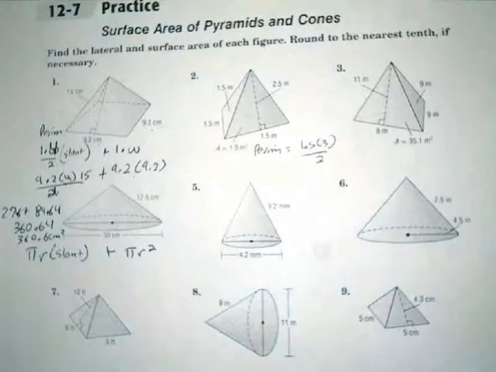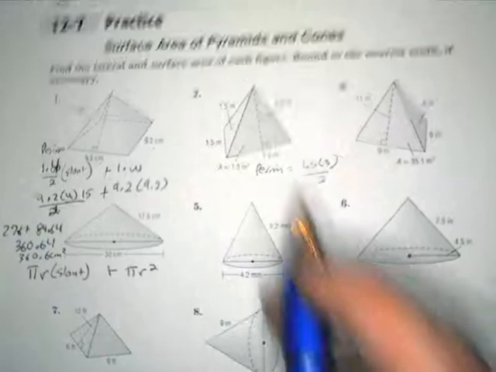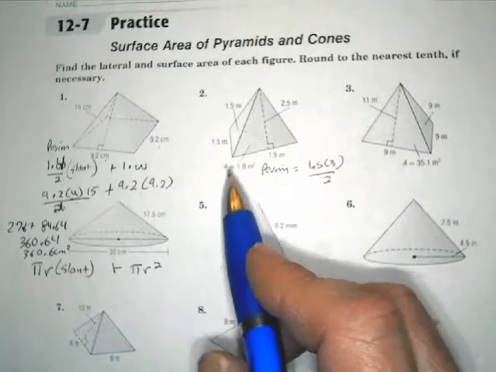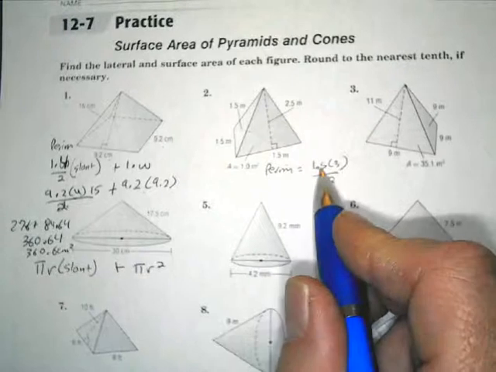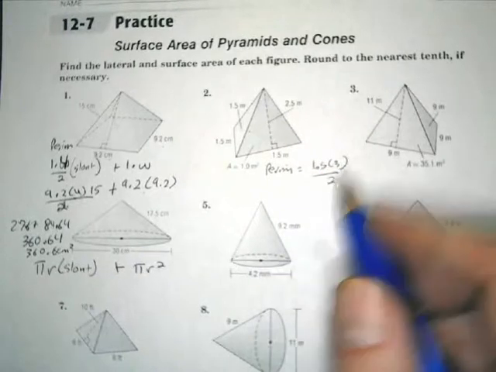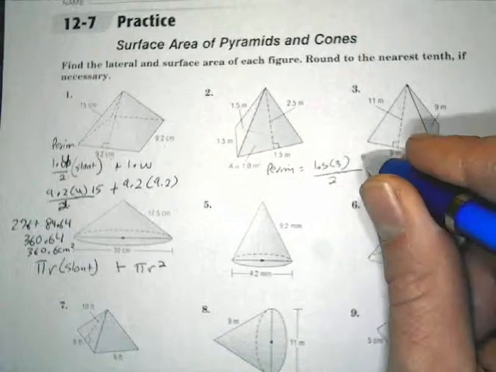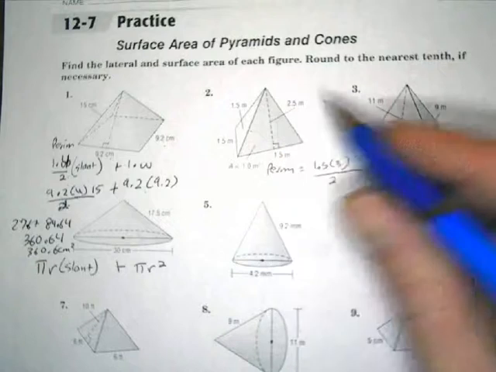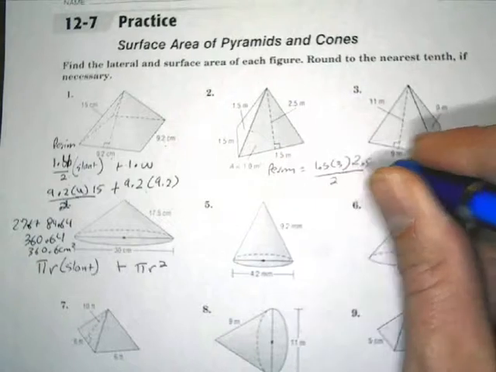Okay, if we look at number 2. Number 2, the base of the figure is a triangle. So to find our perimeter, we're going to take 1.5 times the 3 sides and divide that by 2 after we multiply by our slant height. Again, our slant height is going up the side, so it'll be times 2.5.